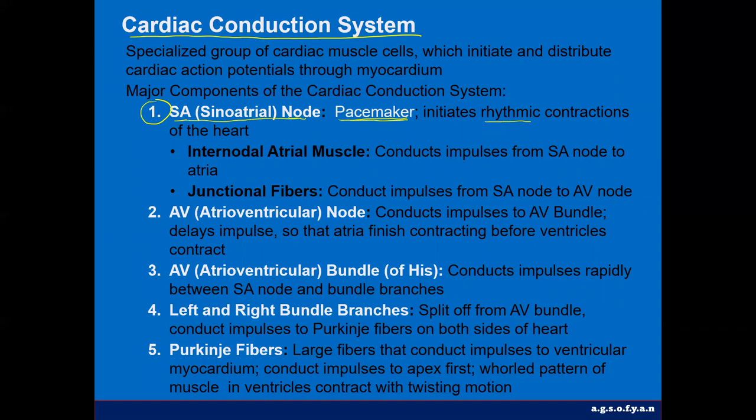This is the reason why if someone has a problem with their natural pacemaker, sometimes the doctor will give them an artificial pacemaker that is controlled by a battery, to start the heart contraction. Now from the SA node, the contraction will be sent to the left atrium. Remember, the pacemaker is located in the right atrium, then this contraction will be sent to the left atrium using the internodal atrial muscle. Therefore, the two atria will contract at the same time.